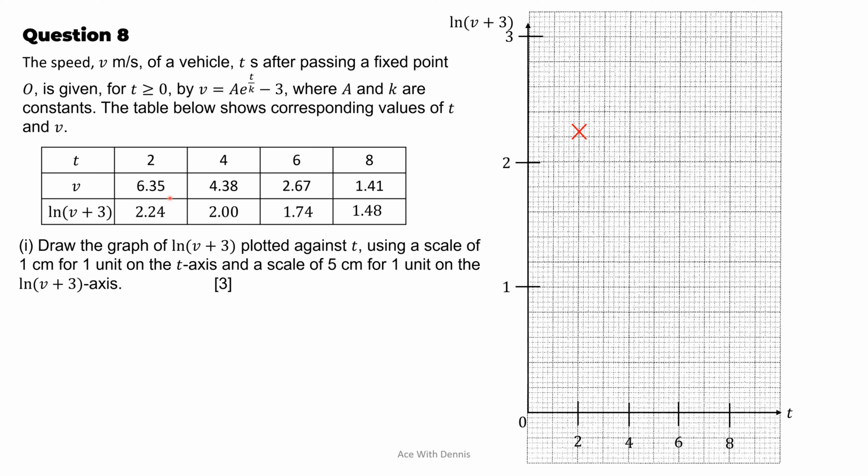Alright, now the first point is t is 2, ln v plus 3 is 2.24, which is at this point. And then followed by the next point, t is 4, ln v plus 3 is 2, which is at this point. The next point will be here, and the next point will be here. So once we finish plotting all the points, then we connect them with a straight line. So this is the graph for part 1.